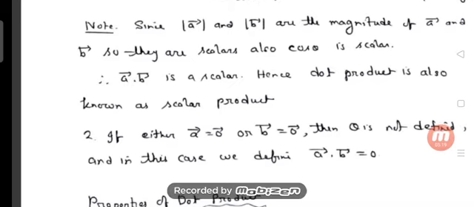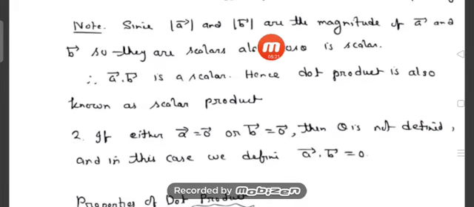This is what I had written here. Modulus a bar and modulus b bar are magnitudes of a bar and b bar, so they are scalars. Cos theta is also a scalar. Therefore, a bar dot b bar is a scalar quantity. Hence, the dot product is also known as a scalar product. So this is the definition.